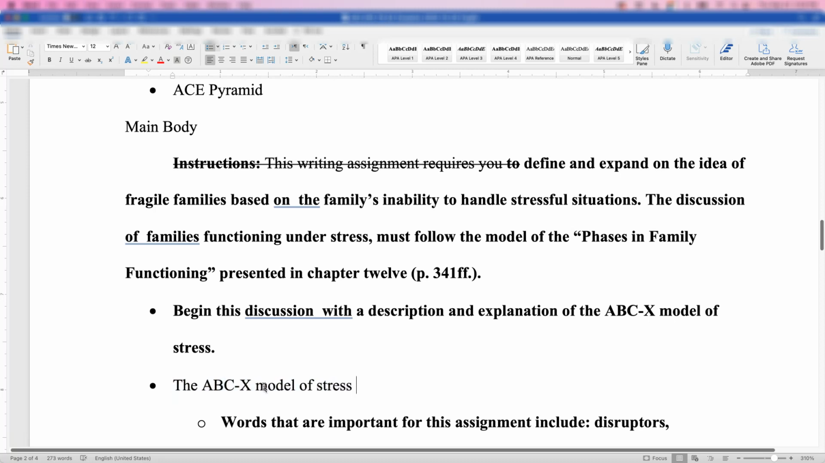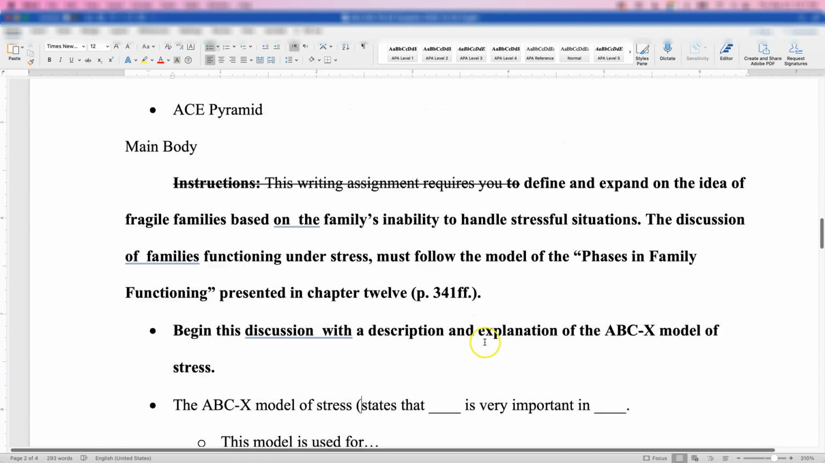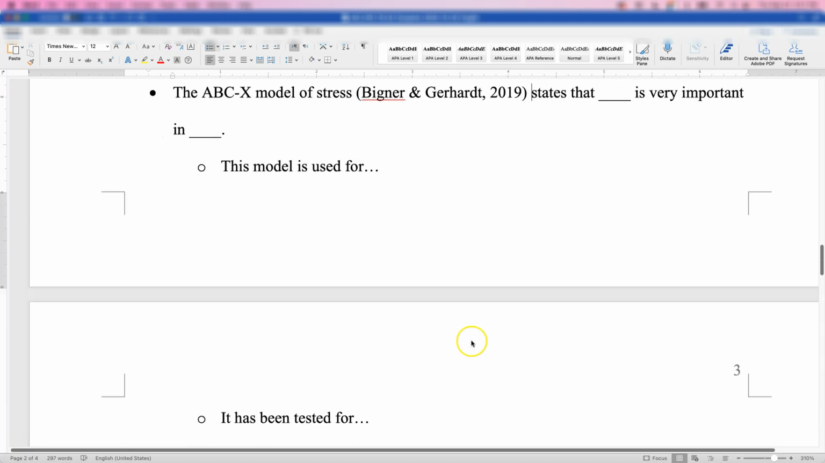And what you're going to say, I'm not sure what your study will be, but it's probably going to be something like the ABCX model of stress states that, or emphasize the importance of, and then you'll have other details about it. Okay, what is it used for? Perhaps you'll talk about how it's being tested. And when you're referring to this, okay, where's your source of that information? Now, if it happens to be Bigner and Gerhard, then we'd cite them there. If you did additional reading, you'd cite whatever that other source is.